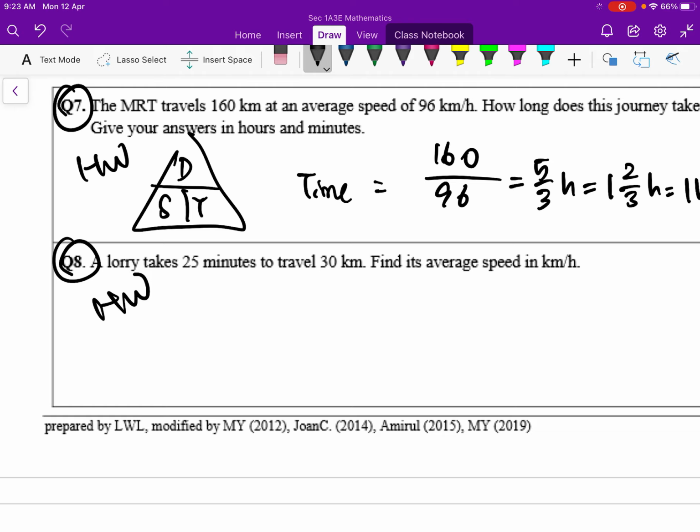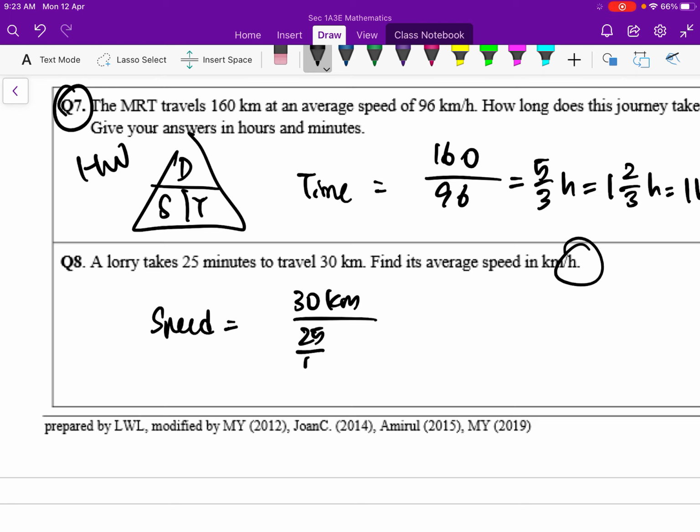Okay, next one. A lorry takes 25 minutes to travel 30 kilometers. Find the average speed in kilometers per hour. Speed is distance, 30 kilometers, over the time, 25 minutes. You want to change that to hours: 25 over 60 of an hour. So you get 72 kilometers per hour.